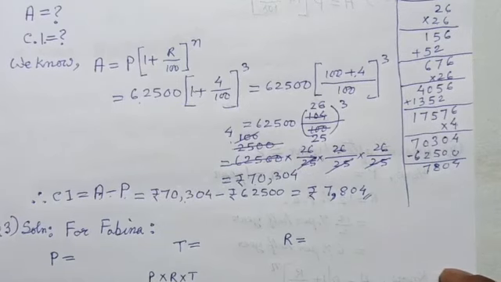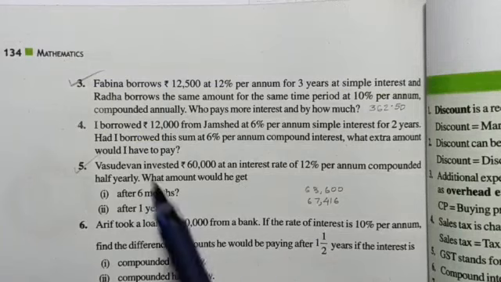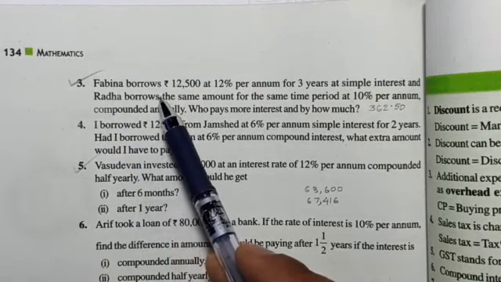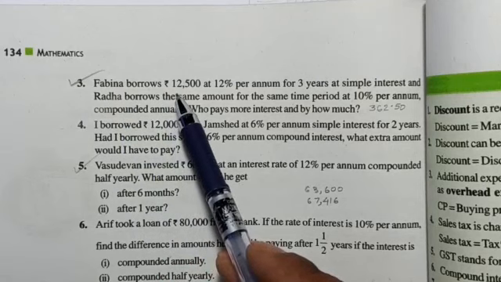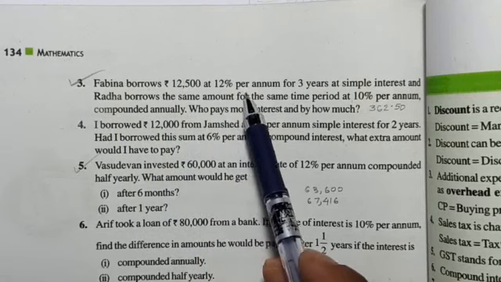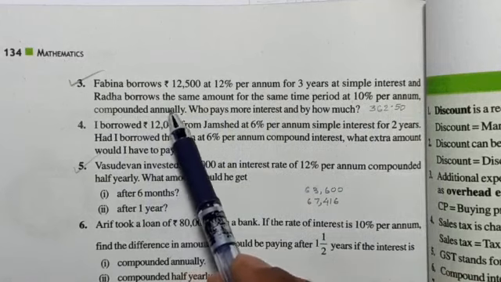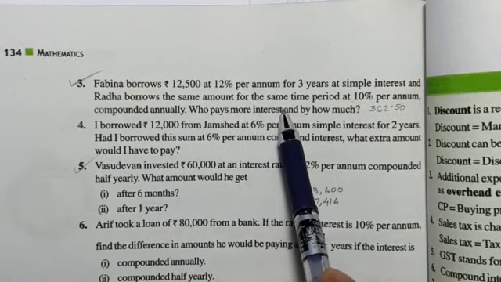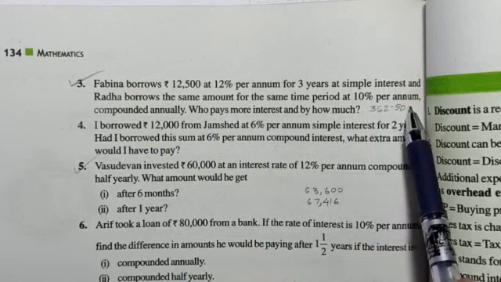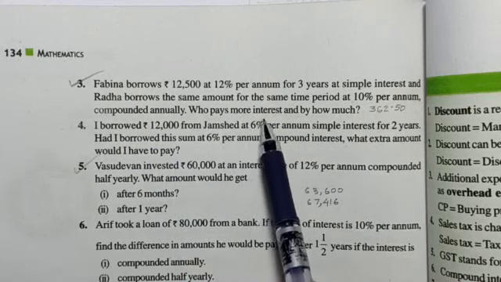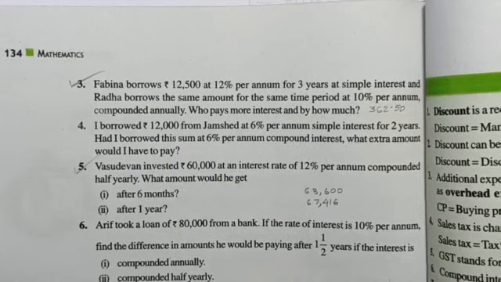Next, see question number 3. Let's study the question. Fabina borrows rupees 12,500 at 12% per annum for 3 years at simple interest, and Radha borrowed the same amount for the same time period at 10% per annum compounded annually. Who pays more interest and by how much?